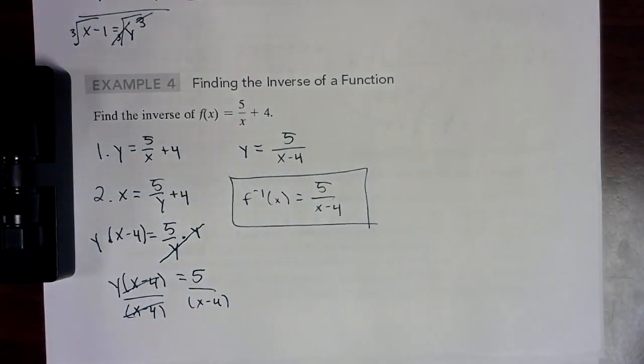Okay, so when we see fractions, don't panic. Always read them out loud and make sure you're using the word divided. And you want to ask yourself, how do you undo the division? By multiplying. Okay, and then if we have multiplication, we can undo that by dividing.